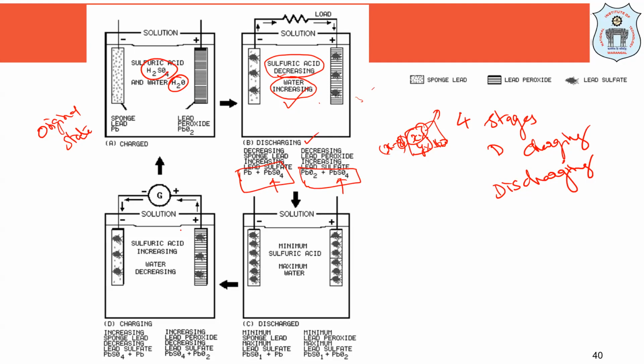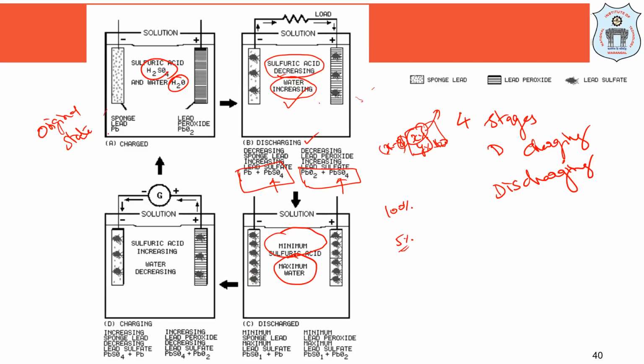What happens when you start charging? Let's discuss continuously. When the battery is discharged from 100 percentage down to 5 percentage, what happens is a minimum of sulfuric acid is there and a maximum of water is attained, right? And what happens on this surface?